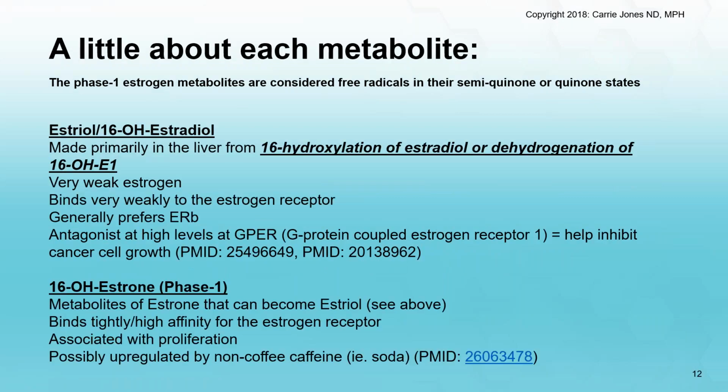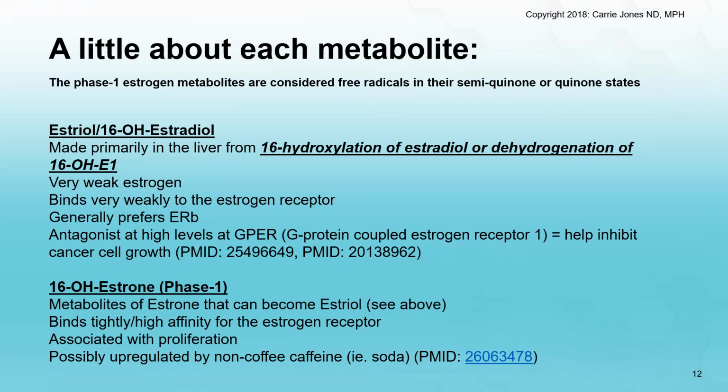So that brings us into our 16. So estriol, believe it or not, many of you may not realize this, but estriol is not made in the ovaries. It is made primarily in the liver. So you get the 16-hydroxylation of estradiol, so estradiol turns into estriol, or you get what's called the dehydrogenation of the 16-hydroxy-E1. The other word for estriol is 16-hydroxy-E2, which can be very confusing. But when you're reading the research, 16-hydroxy-E2 is actually estriol. It's a very weak estrogen.